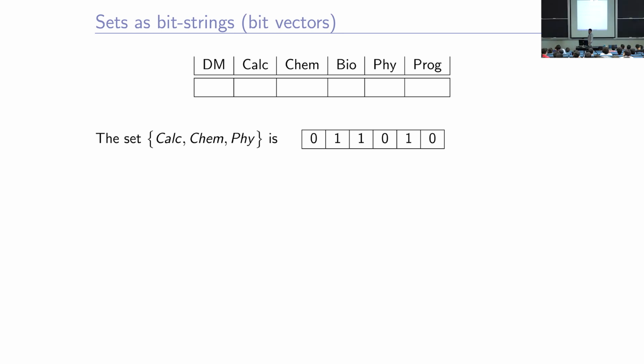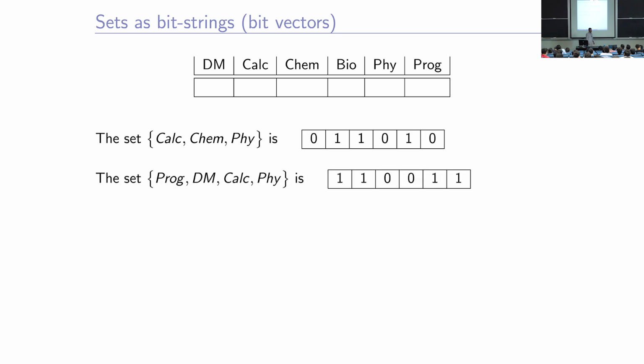What will be this set? Quickly. Why is the first bit 1? Quickly say it. What will be this set? 1 1 0 0 1 1.